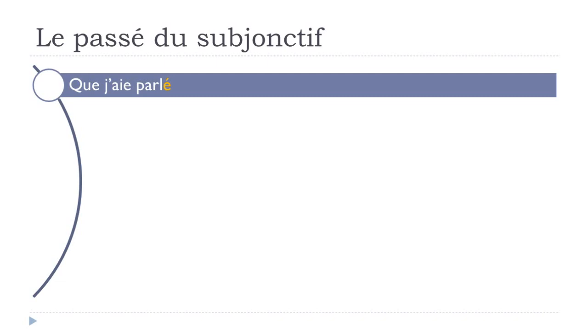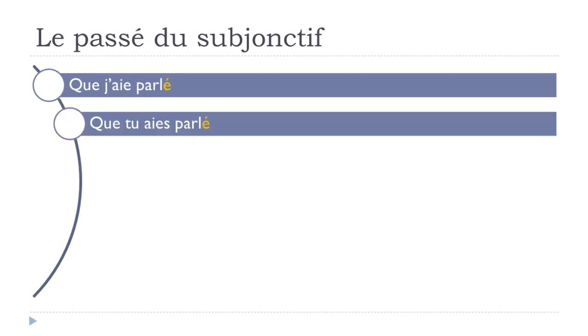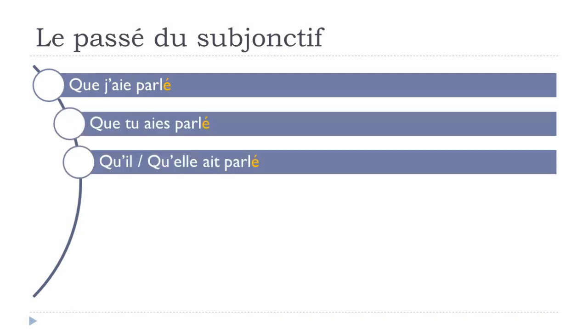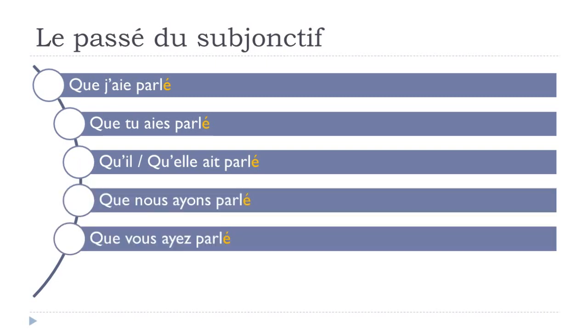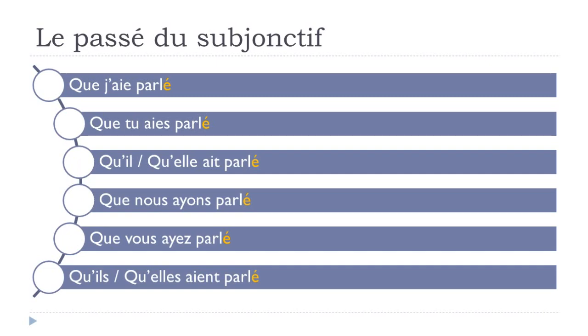So it goes like that. Que j'ai parlé, que tu aies parlé, qu'il ait parlé, qu'elle ait parlé, que nous ayons parlé, que vous ayez parlé, qu'ils aient parlé, qu'elles aient parlé. All right, so as we saw, first you put avoir at the subjunctive present form, then you put your participe passé, and you will get here a beautiful passé du subjonctif.